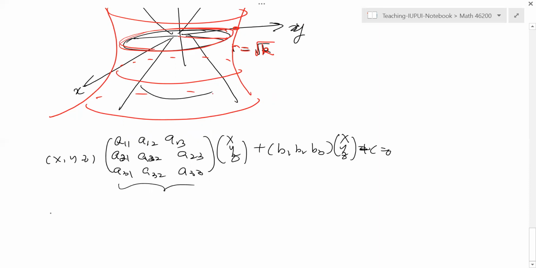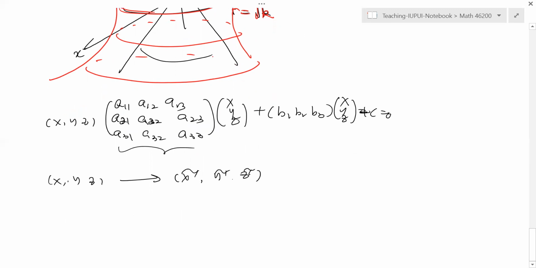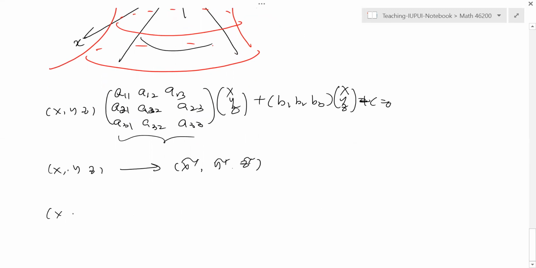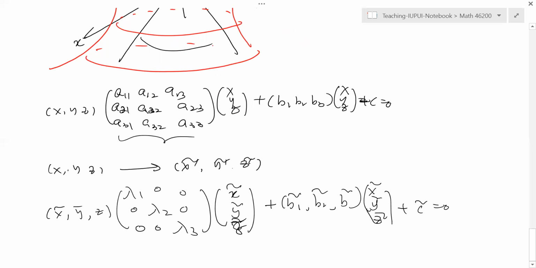So you can find a linear transformation to x prime, y prime, z prime, let's use a tilde, such that the above equation is simplified to this. And this will be B1 tilde, B2 tilde, B3 tilde times X tilde, Y tilde, Z tilde, plus C tilde equals 0.